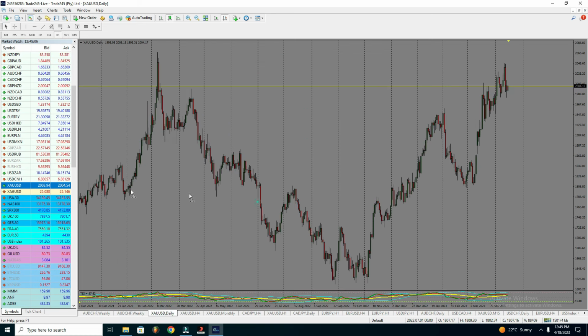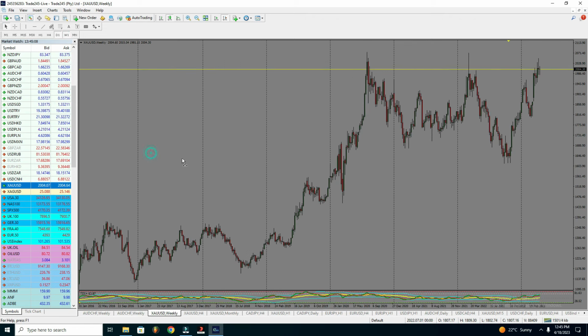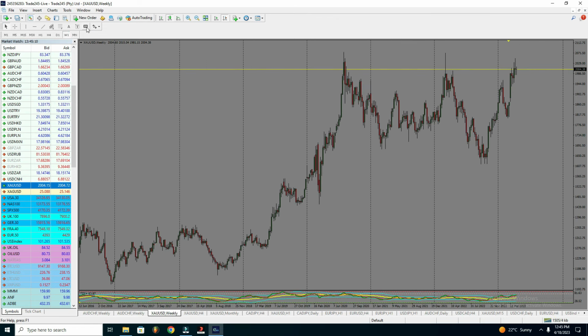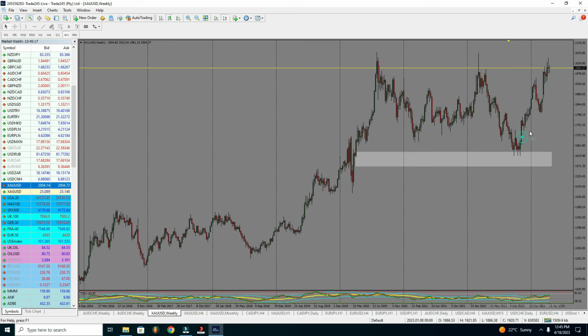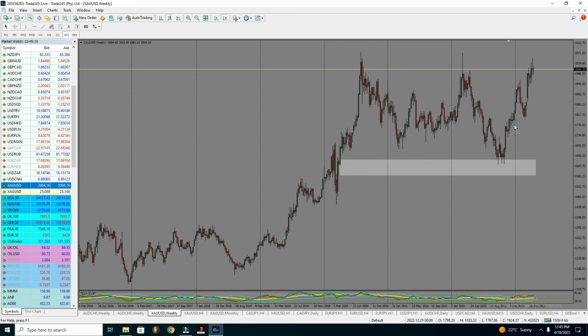So another example can be gold. If you're looking at gold, right, we can see where price is coming from. I always like understanding where price is coming from. So this zone is a zone responsible for whatever price is doing right now. So I can also identify this area right here, right?